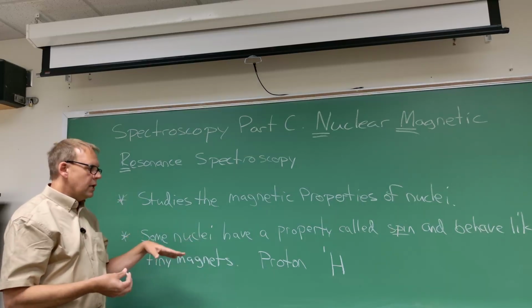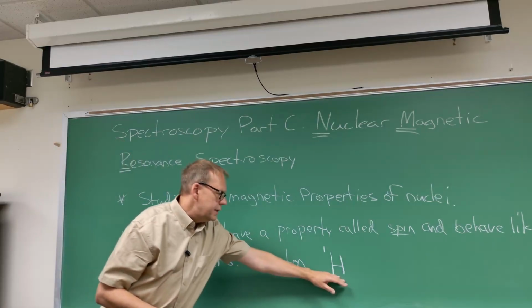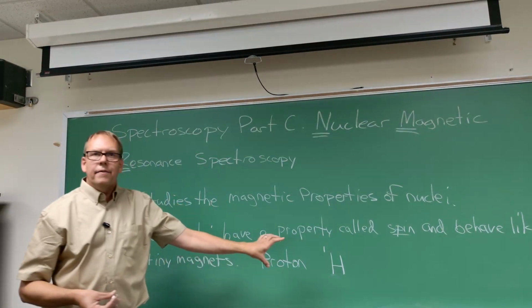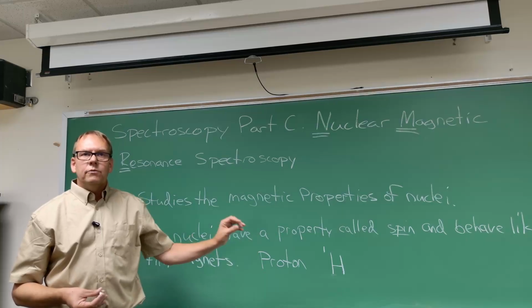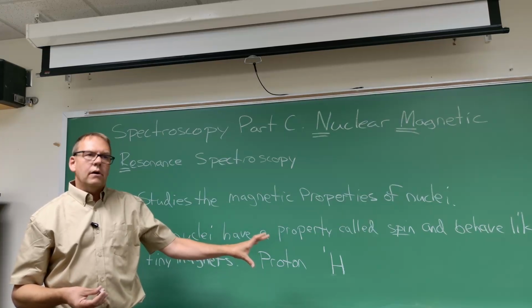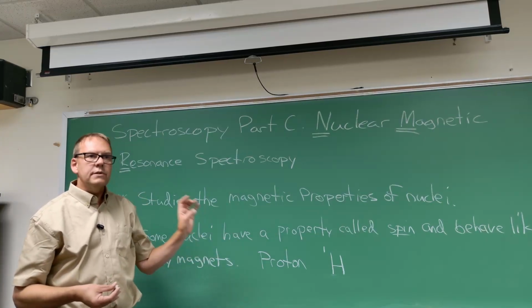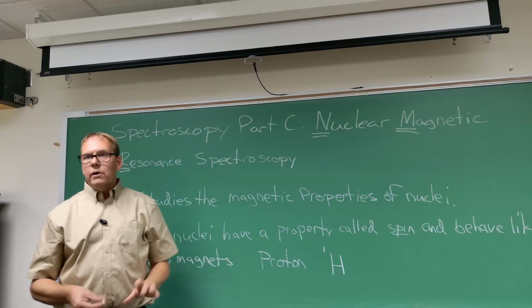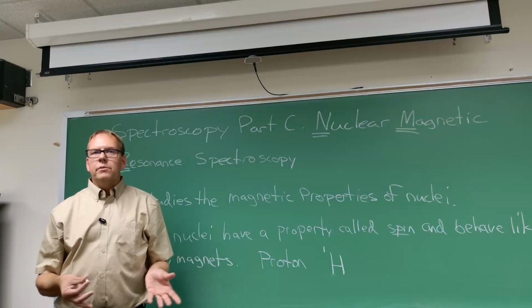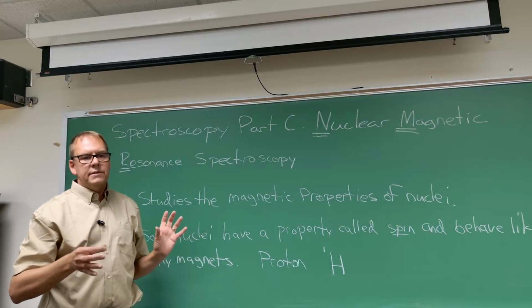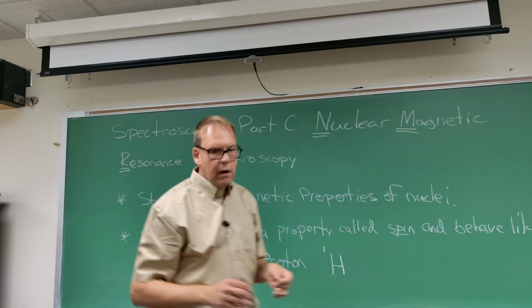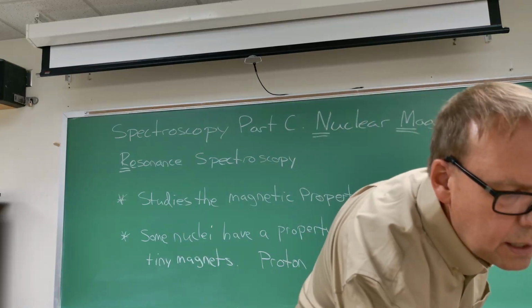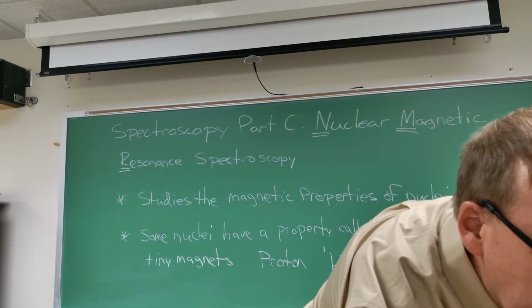So proton, which is the most common isotope of hydrogen, is magnetically active, and we can study it by this technique called NMR. So essentially, this is a good technique for looking at protons in molecules. And organic molecules are full of protons. They're covered in protons. They wear a proton skin. So they are going to be nice to study using this technique.